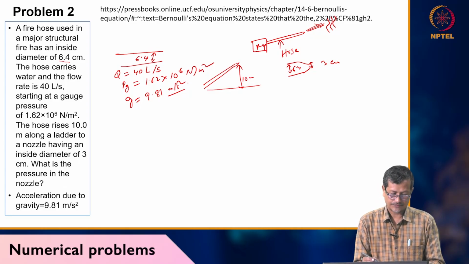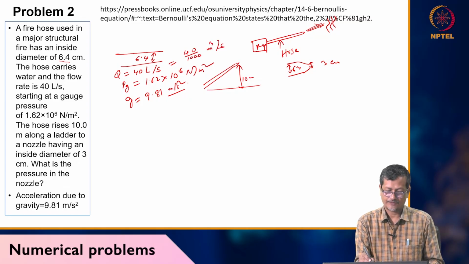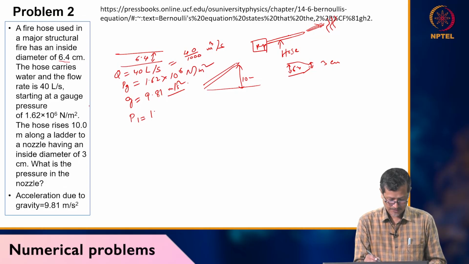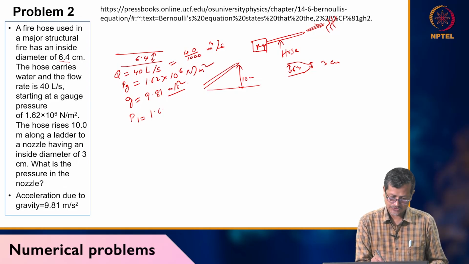Q is given as 40 liter per second. So 40 liter means 40 divided by 1000 meter cube per second. Liter to meter conversion is there. Now pressure P1 equals 1.62 into 10 power 6 Newton per meter square. It is already given.